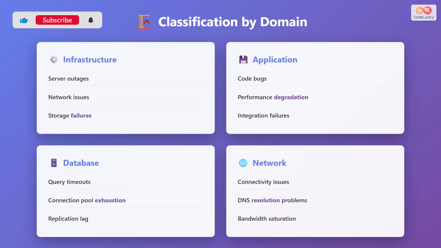When classifying by domain, we consider four main areas. Infrastructure incidents include server outages, network issues, and storage failures. Application incidents involve code bugs, performance degradation, and integration failures. Database incidents include query timeouts, connection pool exhaustion, and replication lag. Network incidents involve connectivity problems, DNS resolution issues, and bandwidth saturation. Understanding which domain is affected helps us route the incident to the team with the right expertise.